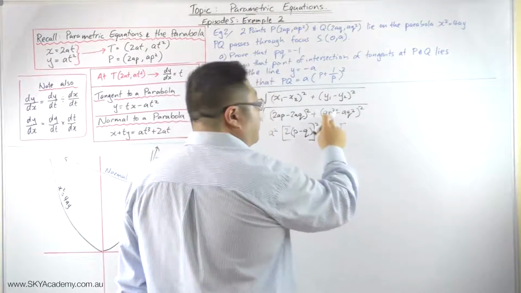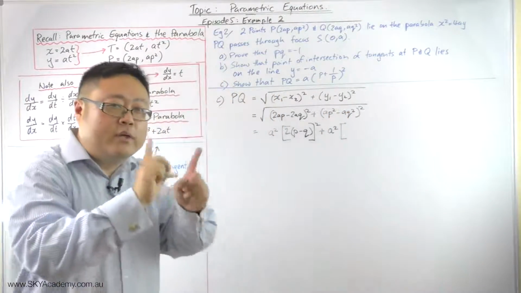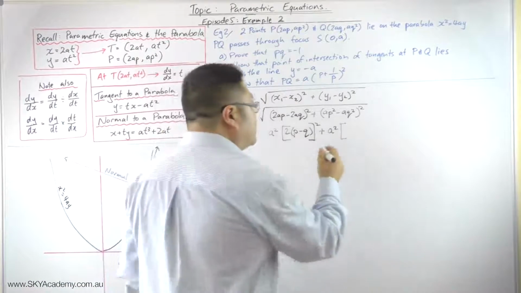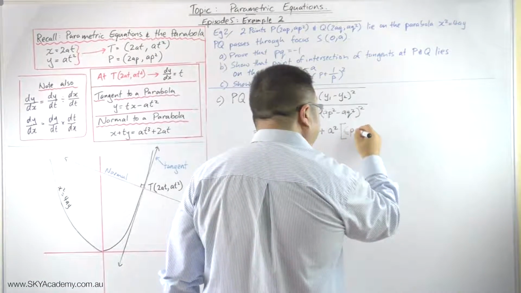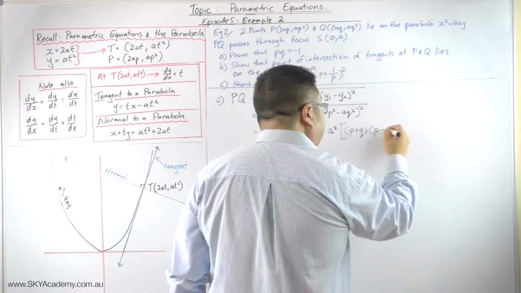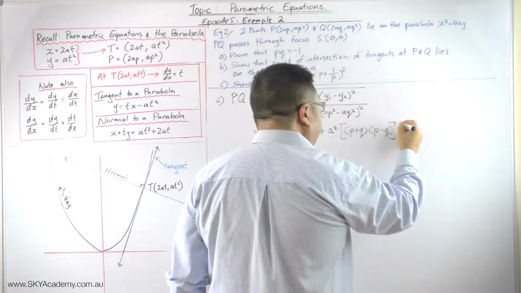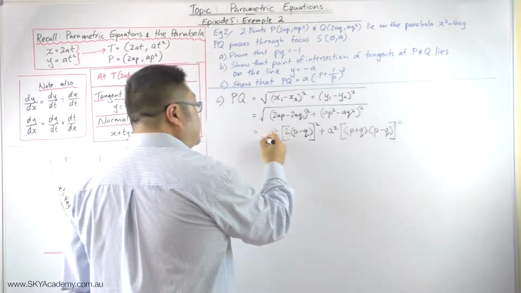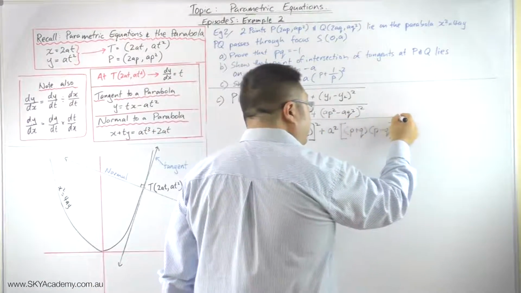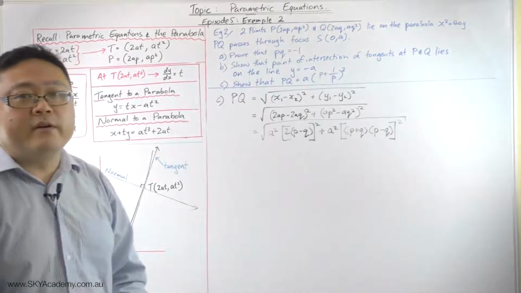And then we're left with P squared minus Q squared, which is the difference of two squares. So I'm going to turn that into a sum by difference. P plus Q, P minus Q, and then in big brackets, all squared. Okay, now all of this is under a square root sign. So we're going to do that, all right?